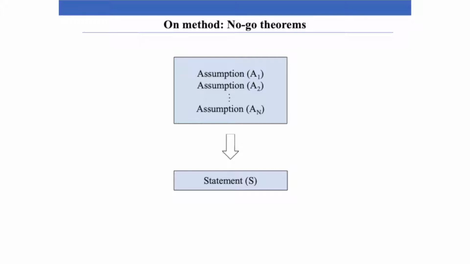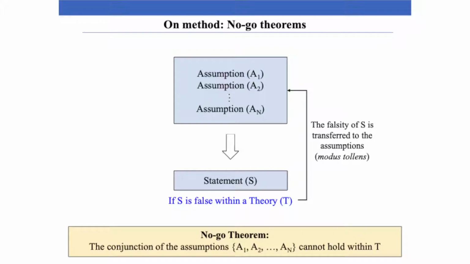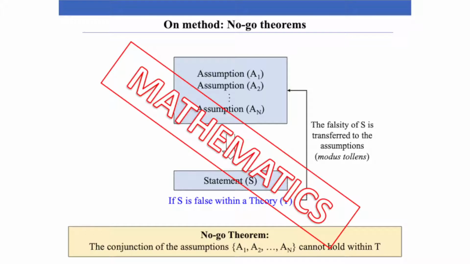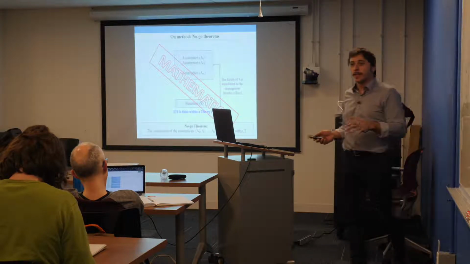So how does a no-go theorem go? One postulates a certain set of assumptions from which one deduces logically a certain decidable statement. If one then formulates a theory in which the statement is false, the falsity is transmitted back into the assumptions through modus tollens, the truth tables of classical logic. A no-go theorem follows: the conjunction, so one or more of the assumptions, cannot be held within the theory T. However, this is mathematics only. All I have said here has nothing to do whatsoever in principle with physics.